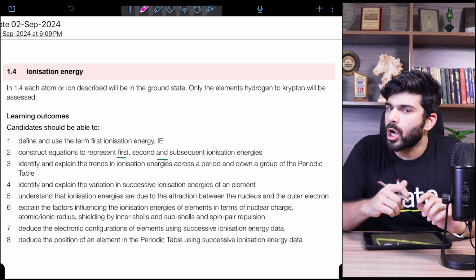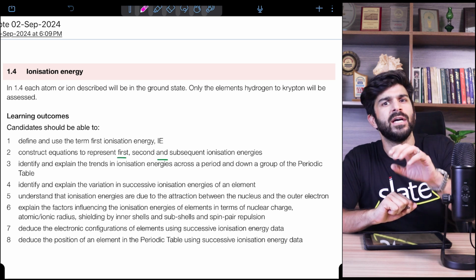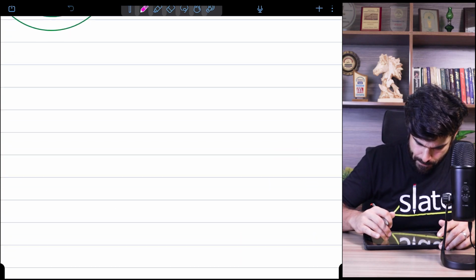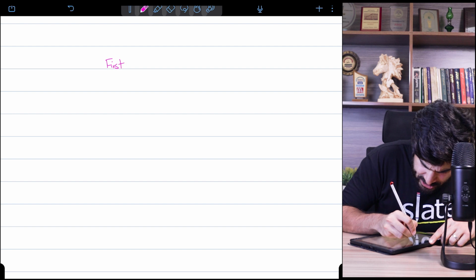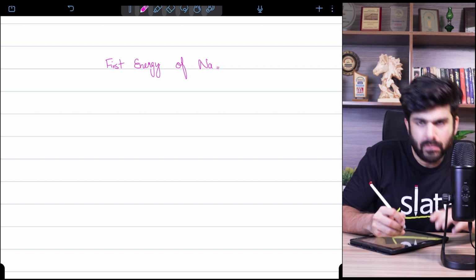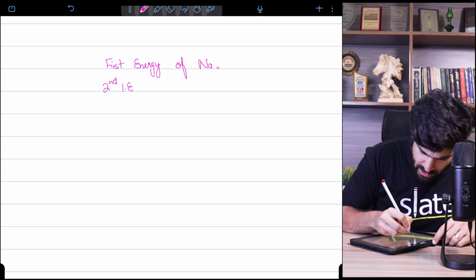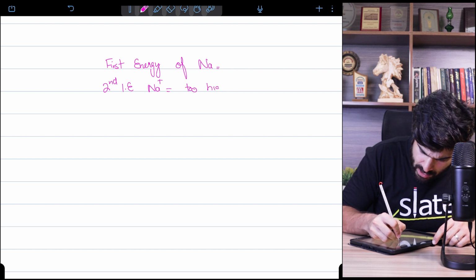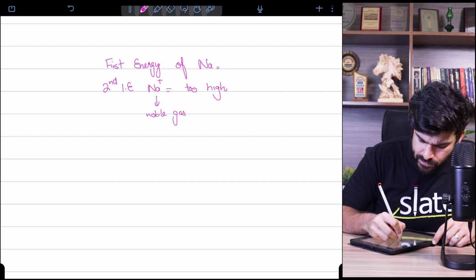Remember, we mostly talk about the first ionization energy only because with the second ionization energy, things change. For example, the first ionization energy of sodium is simple, but the second ionization energy of sodium ion will be too high. Why too high? Because sodium ion has a noble gas configuration.